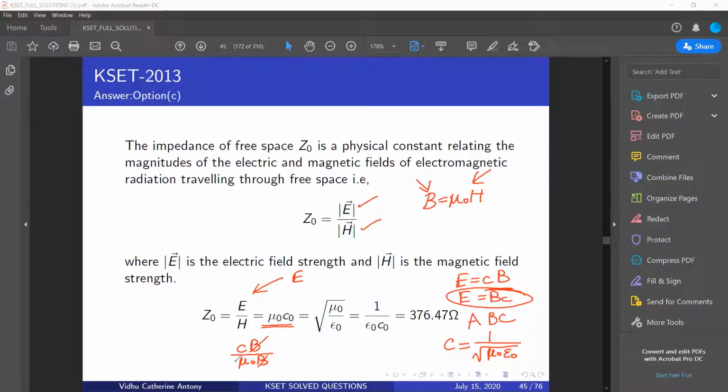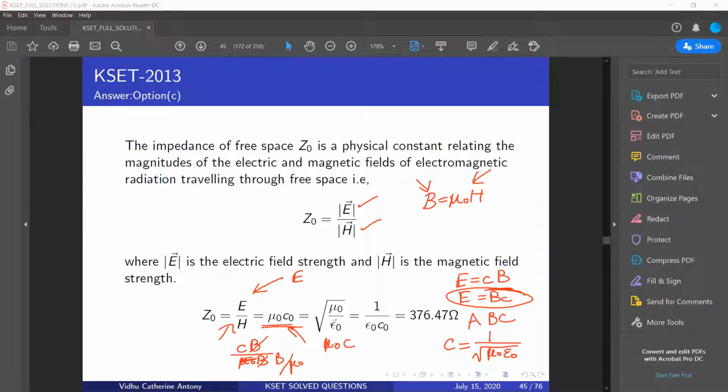Okay, just a second. I think I've made a mistake here somewhere. Okay, yeah, so this is H. So I can't write this as mu naught B. This is B divided by mu naught. So I get a mu naught C here, on top.